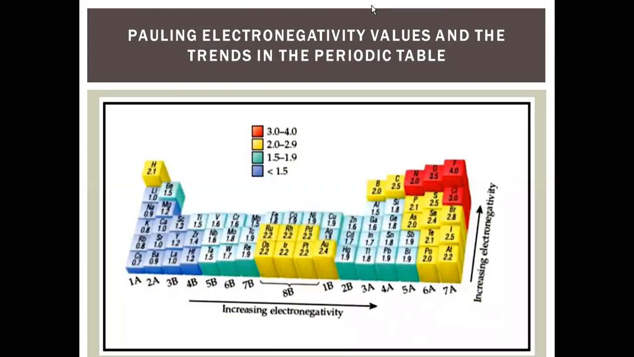Please keep your eye here. Okay, so here you can see the yellow color. That is your Pauling scale of 2 to 2.9. It is showing somewhat a bit above the range; these are the areas showing somewhat increased electronegativity. But the red color, 3 to 4 on the Pauling scale, shows the highest electronegativity.